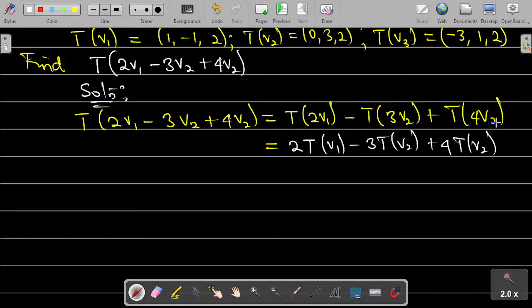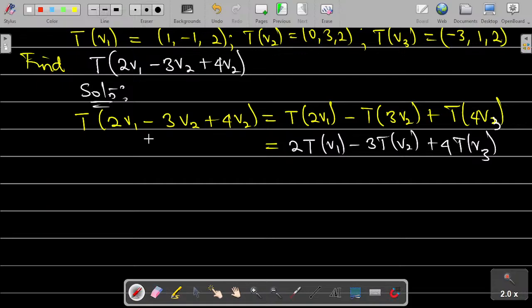Sorry, the last one is t3, sorry, v3 I beg, that is v3 and not v2. Okay, and you are done. The reason you needed to do this is because you already have a value for t of v1, t of v2, and t of v3. So all you need to do now is to perform a substitution.